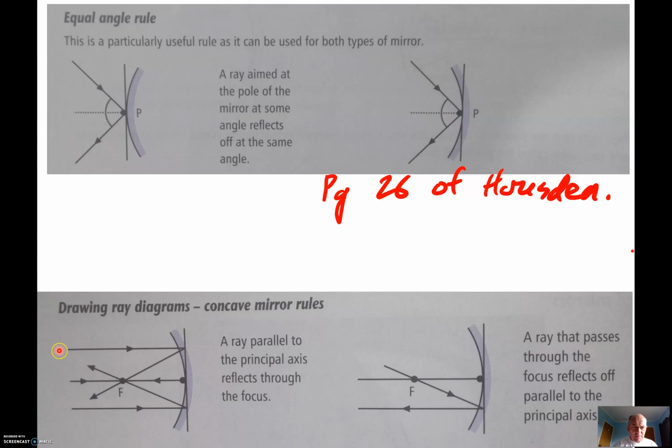Second one is any ray coming in parallel will be bounced out through the focus. And it doesn't matter where it comes in parallel, anywhere coming in parallel, that's useful. Plus, these paths are reversible, so any ray coming in through the focus in any particular direction will be bounced out parallel, and this picture shows that quite nicely.